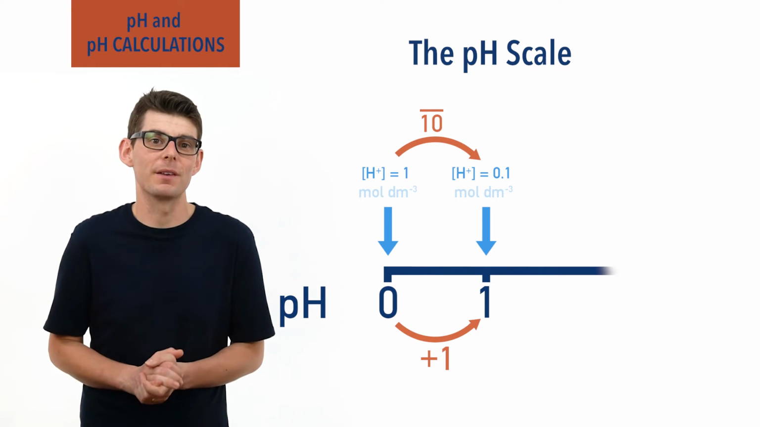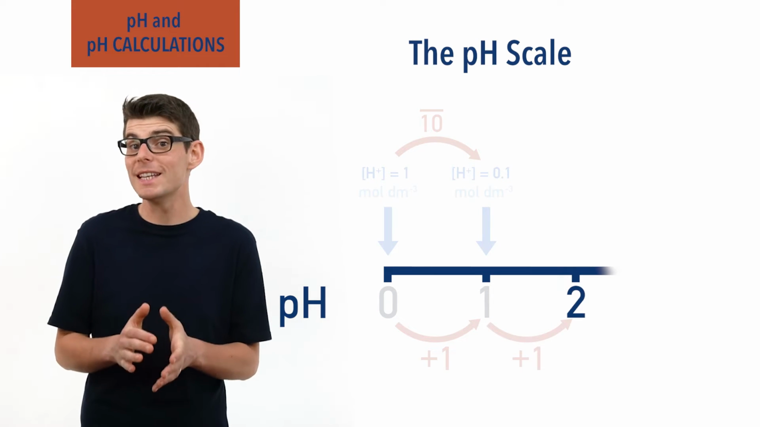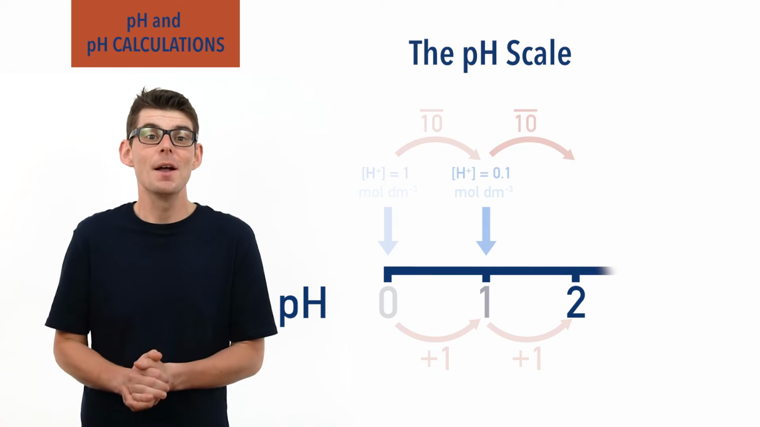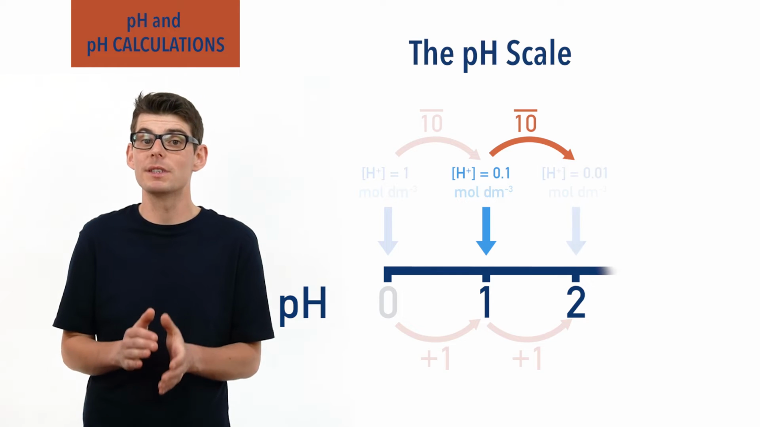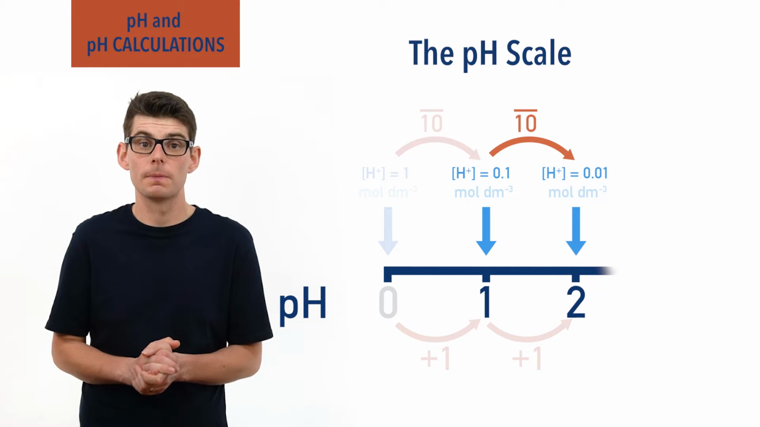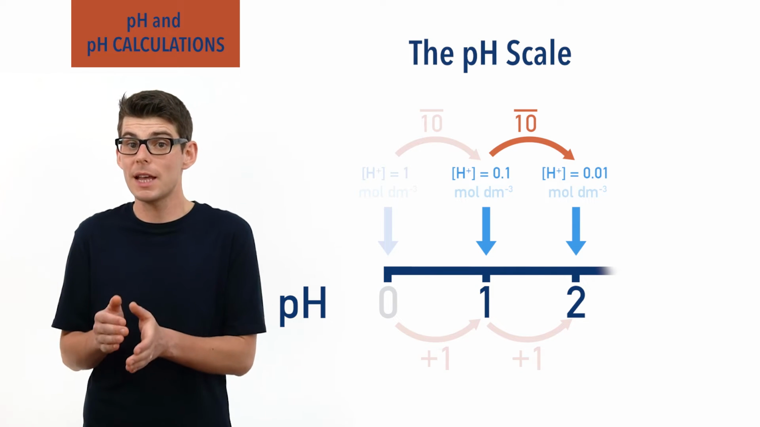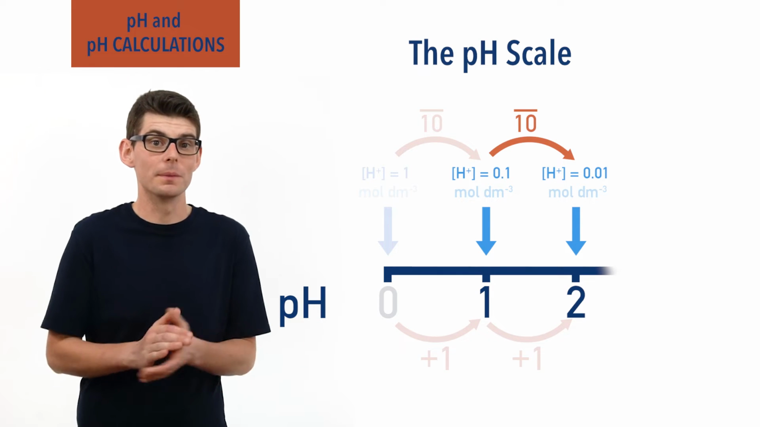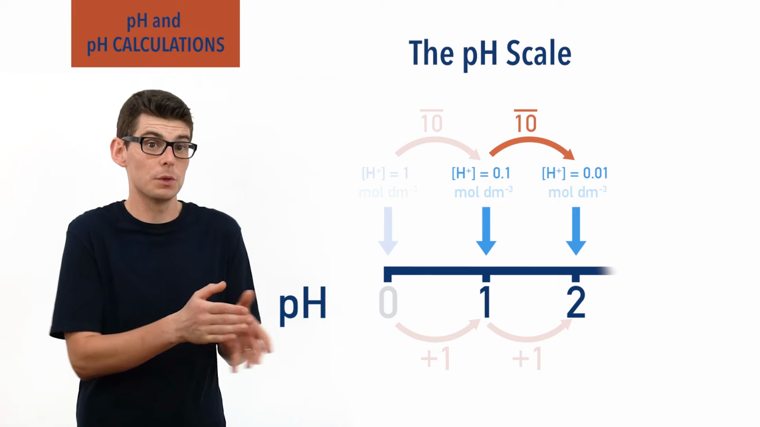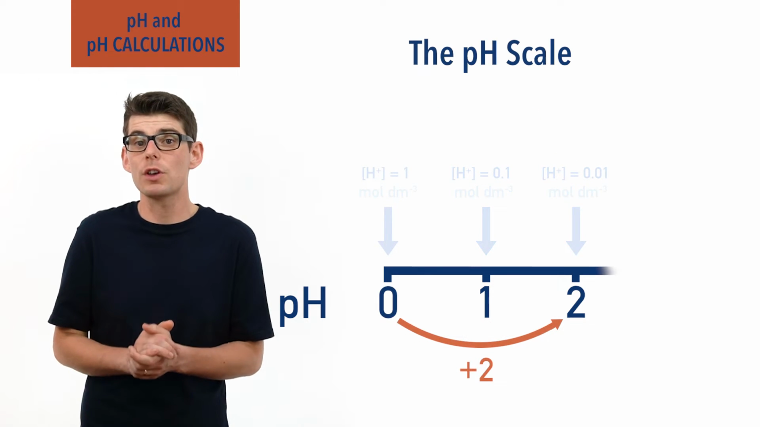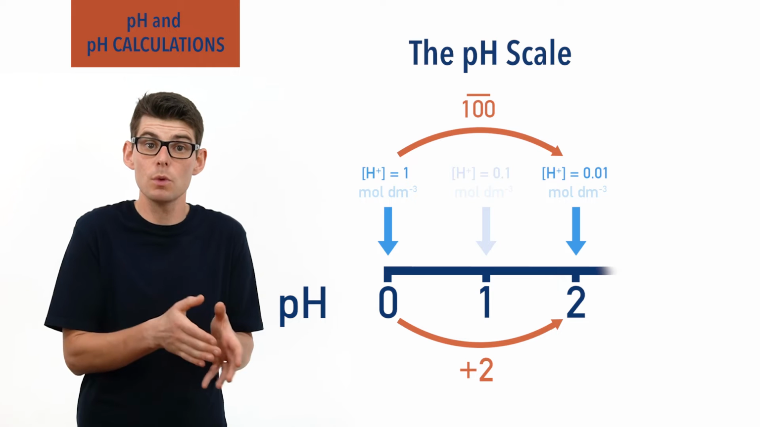The really cool thing about this is if we go up to pH 2, the H+ ion concentration decreases by a factor of 10 again, making the H+ ion concentration in a pH 2 solution 0.01 mole per decimeter cubed. As pH 1 has a concentration of 0.1, divide 0.1 by 10 and you get 0.01. This means an increase in pH of 2, from 0 to 2 here, means the H+ ion concentration has decreased by a factor of 100, so it's got 100 times smaller.